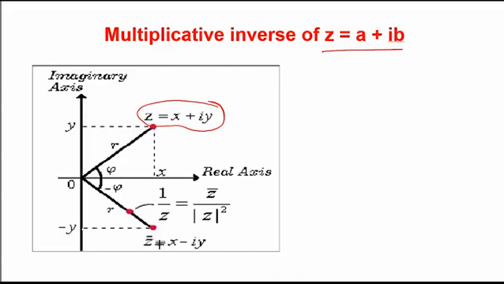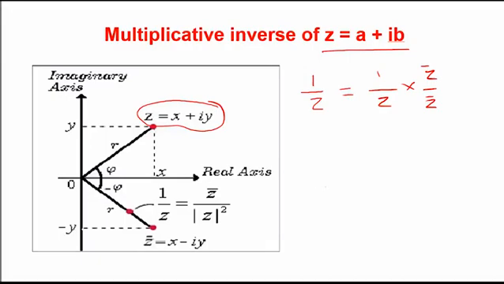Now how do you find the inverse of Z? I have already taken Z is equal to a plus ib. So the inverse of Z is nothing but 1 upon Z. How do you simplify 1 upon Z? Just multiply the numerator and denominator by its conjugate, the conjugate of Z. As you have already learned in class 9th, it is the same method as rationalizing the denominator.